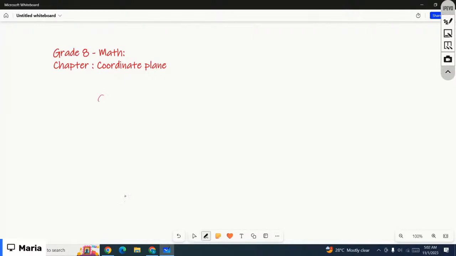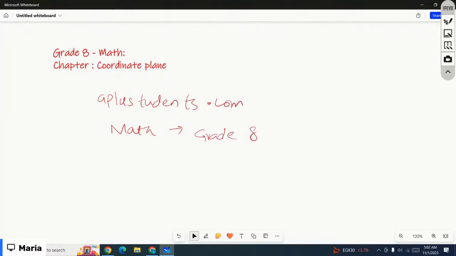So you can find all the lessons on aplusstudents.com. You have to log in there using your email address and password provided by the administrator. Then you have to select math from the subject tab. Scroll down to grade 8 and then click on view all lessons. So there you can find the list of the chapters. We're going to start with the chapter coordinate plane.